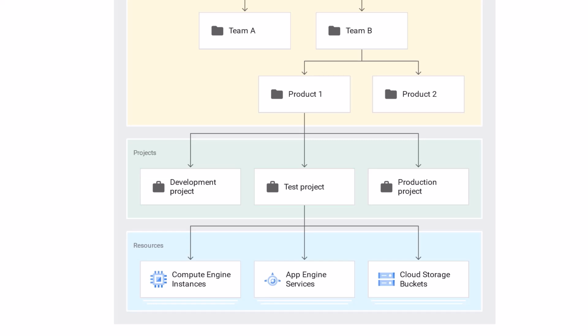Organization and folder resources may contain multiple projects. A project resource is required to use Google Cloud, and forms the basis for creating, enabling, and using all Google Cloud services, managing APIs, enabling billing, adding and removing collaborators, and managing permissions. All project resources consist of the following two identifiers: project resource ID and project resource number. Project resource ID is a unique identifier for the project resource, and project resource number is automatically assigned when you create the project.